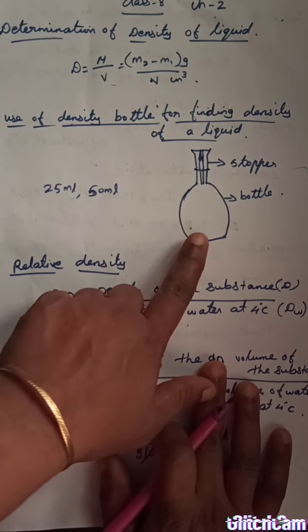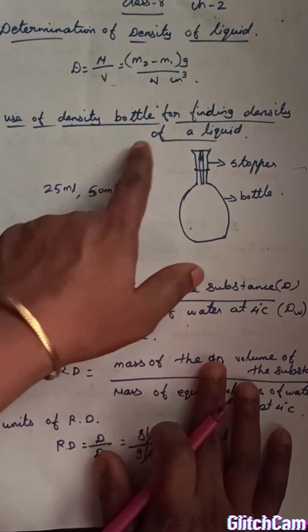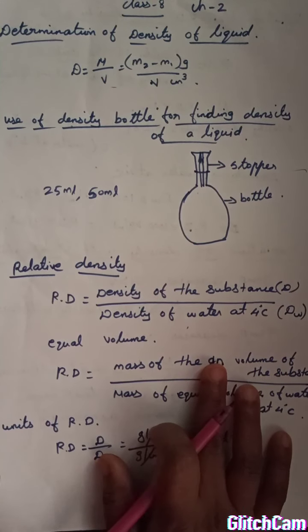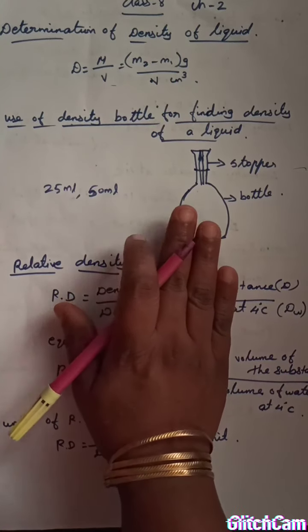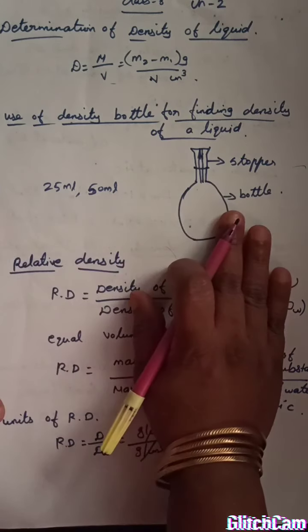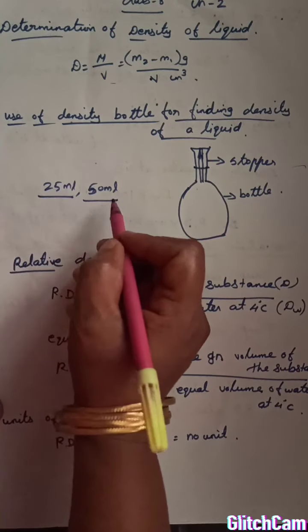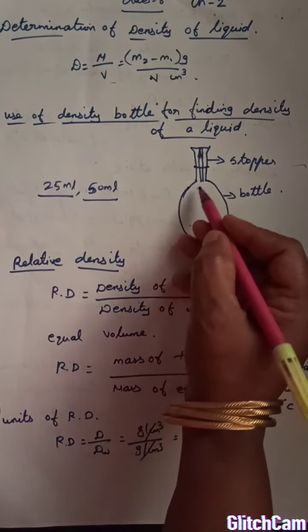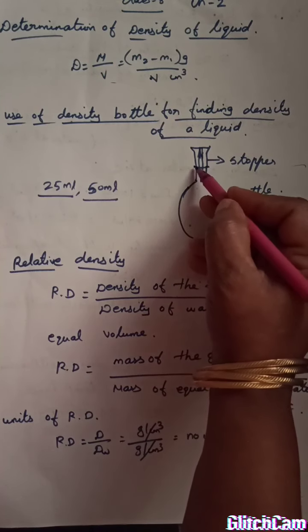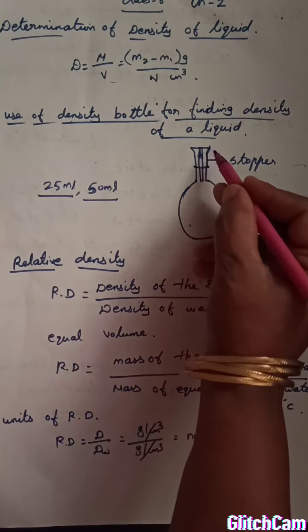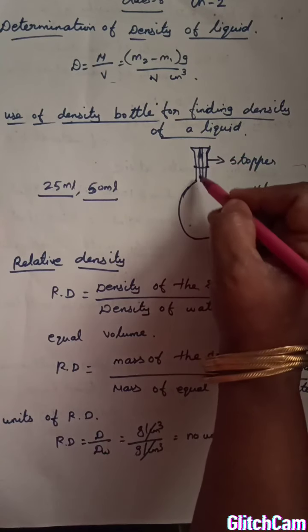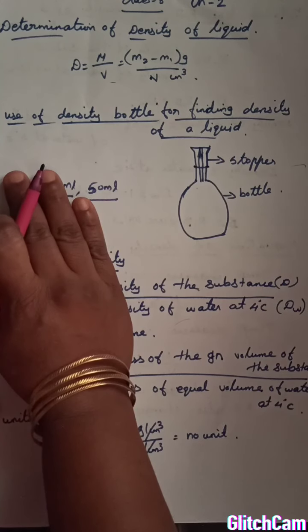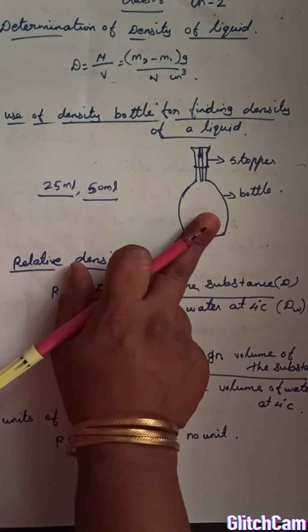So using the density bottle we are able to find the density of a liquid and also the relative density of a liquid. This density bottle has a fixed or given capacity, for example 25 ml or 50 ml. In this shape they have a neck. In the neck we have a special part, that is the stopper. The stopper has a narrow hole in it. If you want to find the density of the liquid, pour the liquid into the density bottle.